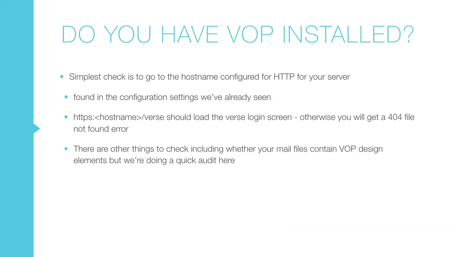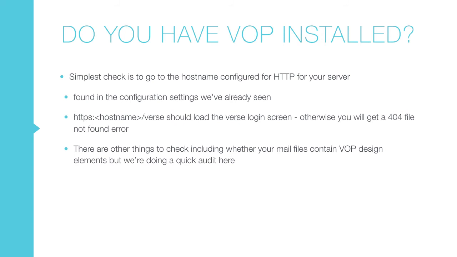So the last thing I want to do is, do you have Verse on premises installed? The very, very simplest way of checking this is go to the host name configured for HTTP for your server, found in the configuration settings we've already seen, either in the server document or the internet site document, and type the host name, hopefully HTTPS, hostname /verse. And that should give you the Verse login screen and load Verse. If what you get when you log in is a 404 file not found error, you don't have Verse installed on the server or configured.